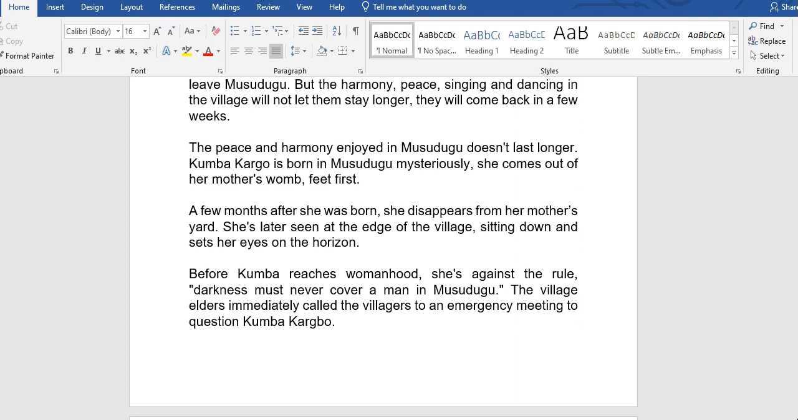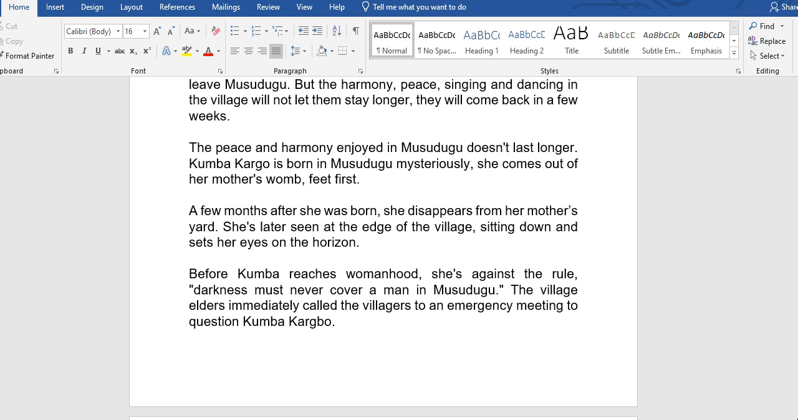The peace and harmony enjoyed in Musudugu doesn't last longer. Kumba is born in Musudugu mysteriously. She comes out of her mother's womb feet first. As we all know, when a new child is born, he or she comes out with his or her head. But in the case of Kumba, she came out of the mother's womb feet first.